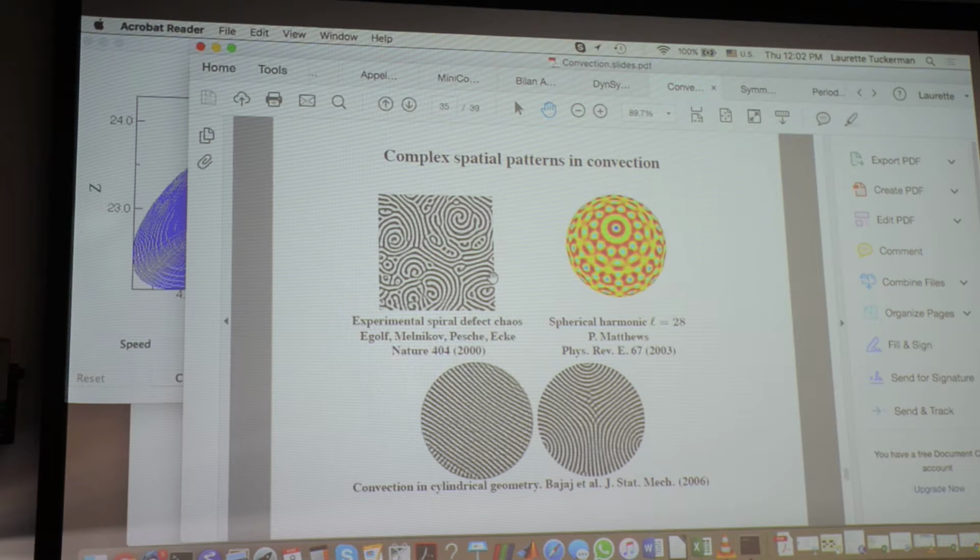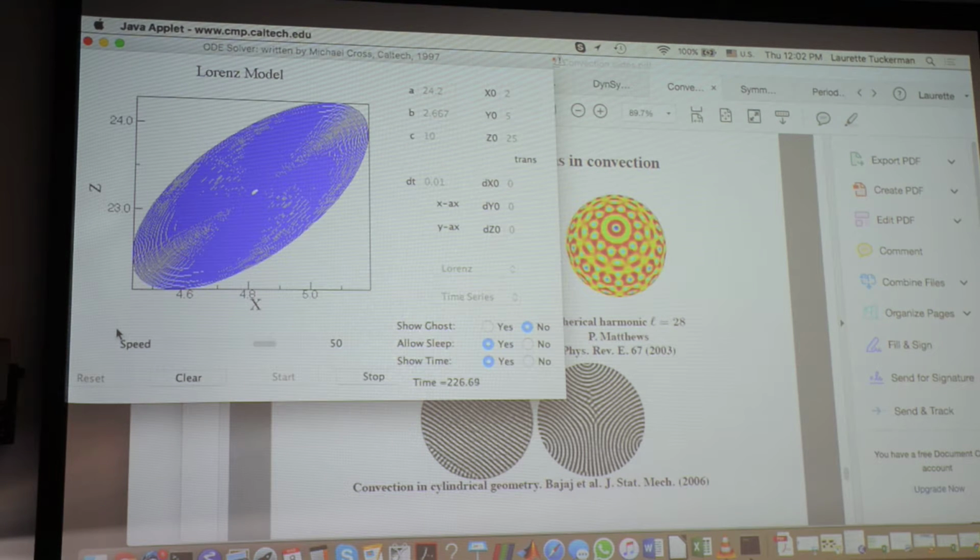I told you the whole rest was pictures, so you don't have to worry. Let's check on our simulation. I think it's just going to sit there.